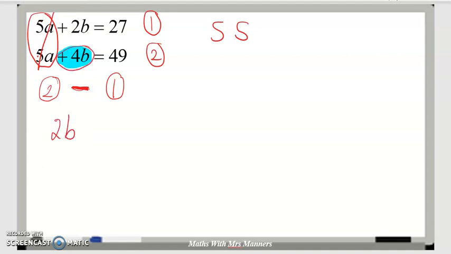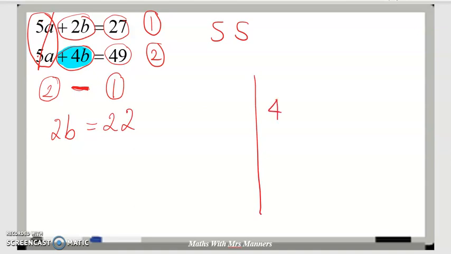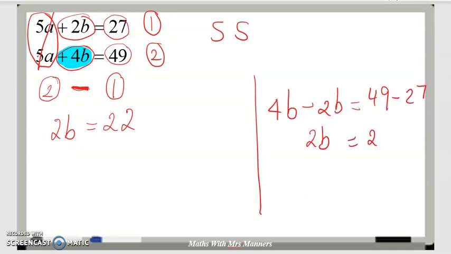So I'm going to do 4b, and I'm going to subtract the 2b. And then I'm going to do 49 minus 27, which is 22. Now, once again, if you're someone who needs to write 4b minus 2b equals 49 minus 27, there is nothing wrong with doing that extra line. I encourage you to do it to get it right. And from there, we can divide by 2, and we get b equals 11.